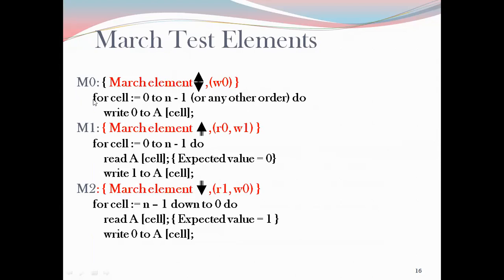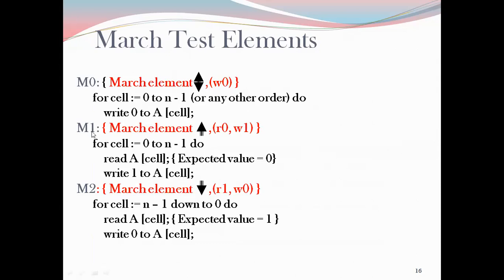Now the MATS plus algorithm is defined by a sequence of 3 March elements, M0, M1 and M2. M0 defines an operation that, irrespective of the addressing order, I write 0. So what is the first operation I am performing? The first operation is given by the first March element of the algorithm, which says I want to write 0 to all the cells in my memory.